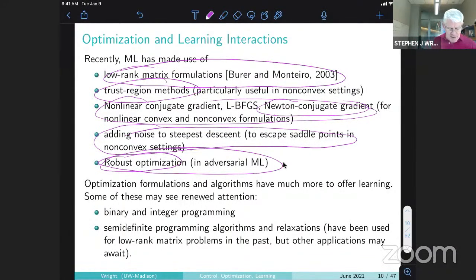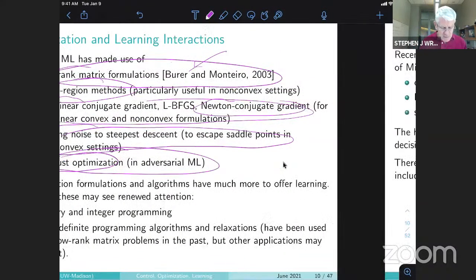But it's my contention that the toolbox of optimization contains an even wider range of algorithms than I've talked about here. And I think in future, many of them are going to continue to be useful in learning. We're going to find applications that are going to draw on new or existing areas of optimization, like binary and integer programming, like semi-definite programming, for example. Now, semi-definite programming has been used in low-rank matrix problems. In fact, before people started using Burer and Monteiro, they used semi-definite programming formulations. But I don't think that the use of semi-definite programming has been exhausted. I think we're going to be finding other applications in learning going forward where it's useful again. So I think there are more optimization techniques that are going to be relevant somewhere in the future.